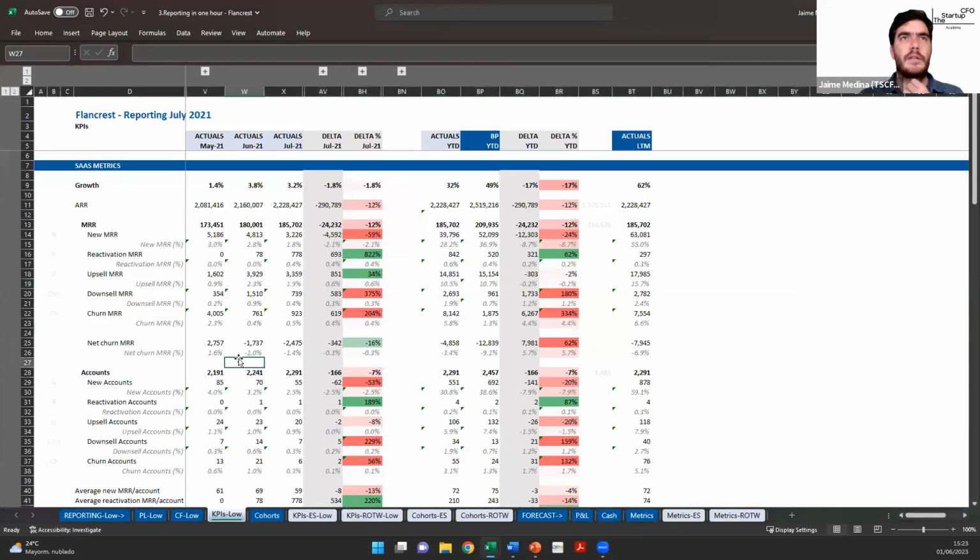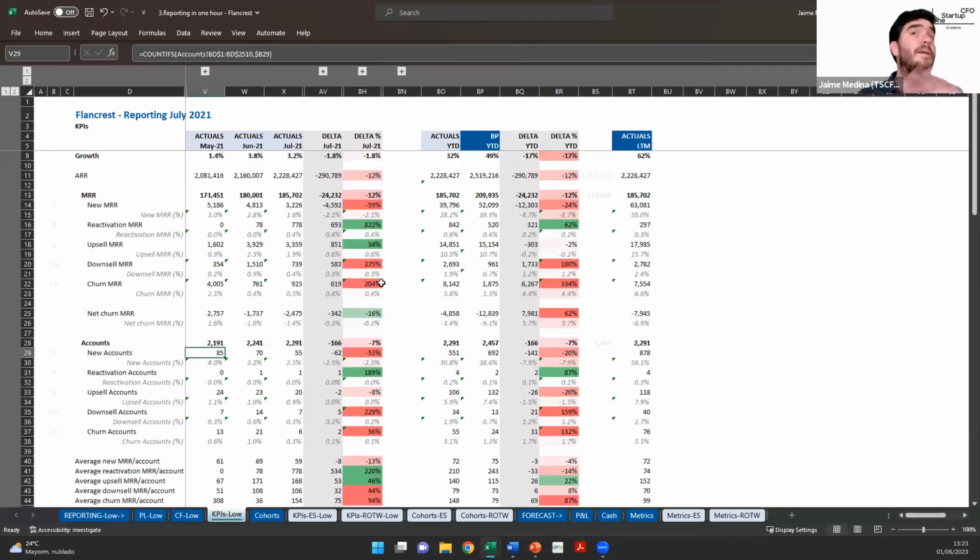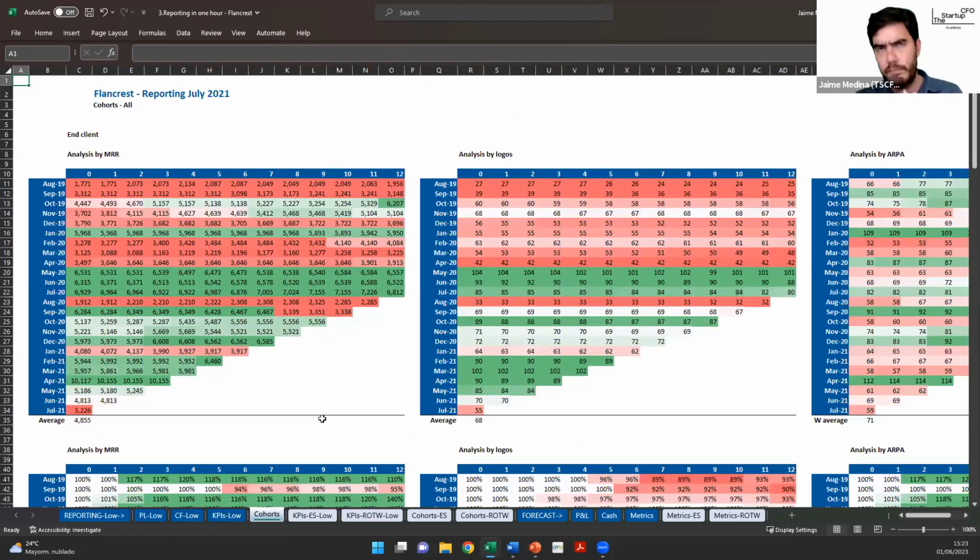In the case of Flancrest, it is the opposite. Flancrest sells contracts that are 100 euros per year, but as you see, they sell 70, 85 new accounts per month. As you can see, they are very different businesses. Both of them are SaaS, but obviously you cannot use every single metric that is the same in both cases, or the same mindset for both of them.